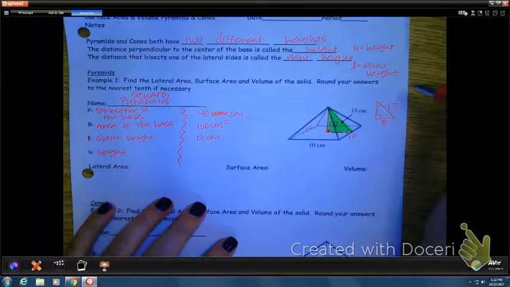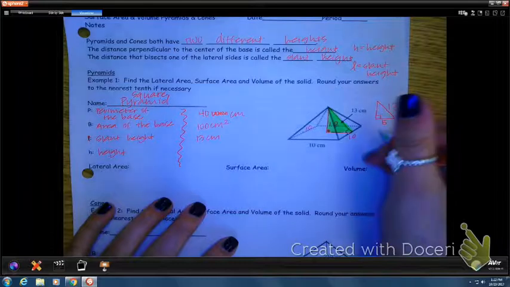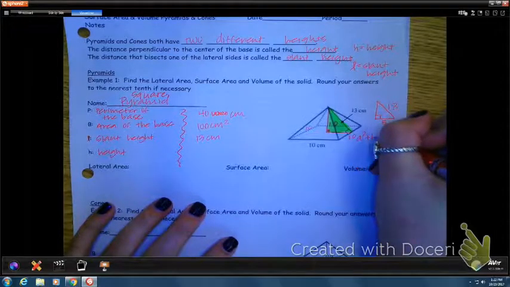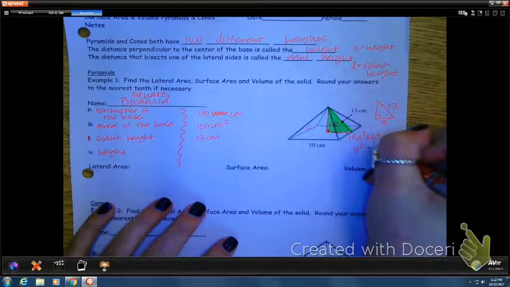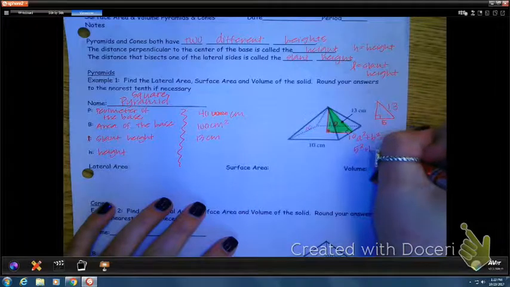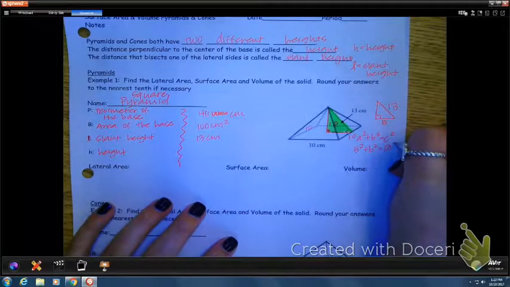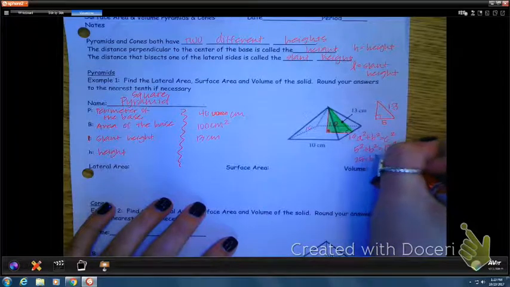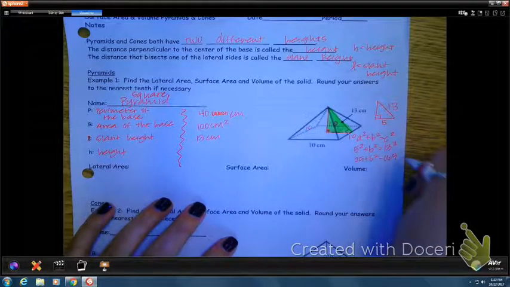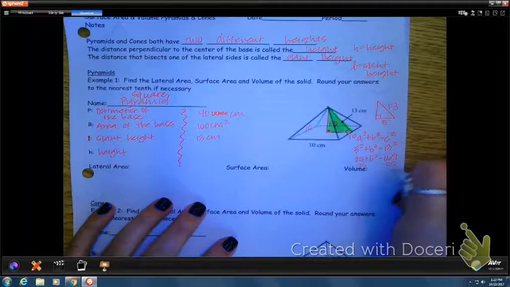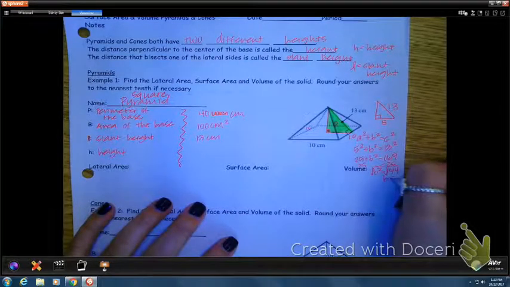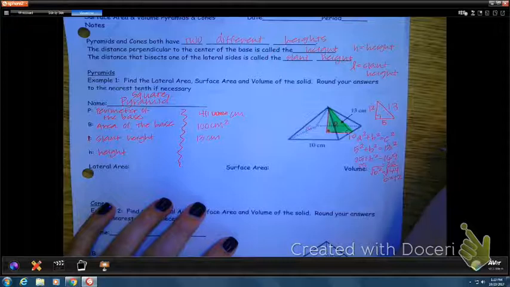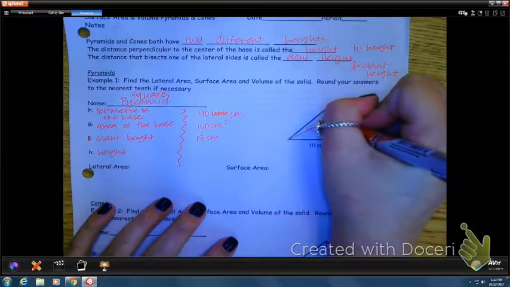If you know your Pythagorean triples, it's going to be very easy to figure out what our missing leg length is. If you do not, you're setting up a squared plus b squared equals c squared. A is 5. B is our unknown. C is 13. So you have 25 plus b squared equals 169. Subtract 25 from both sides. B squared equals 144. Square root, b equals 12. So our unknown side is 12, which means that our height is 12.